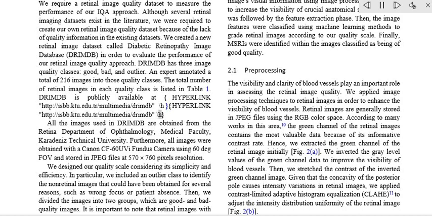All the images used in DRIMDB are obtained from the Retina Department of Ophthalmology, Medical Faculty, Karadeniz Technical University. Furthermore, all images were obtained with a Canon CR6-45NM fundus camera using a 60 degrees FOV and stored in JPEG files at 570 by 760 pixels resolution.